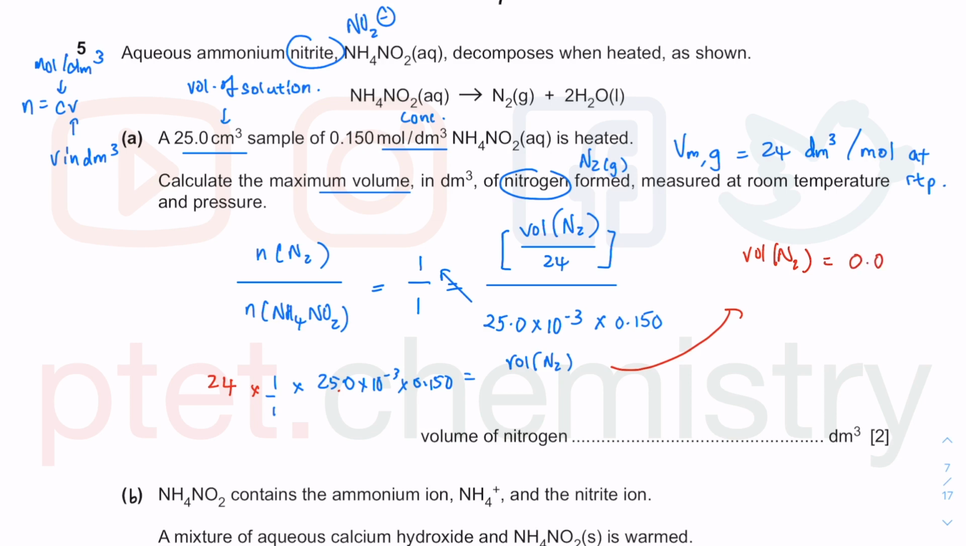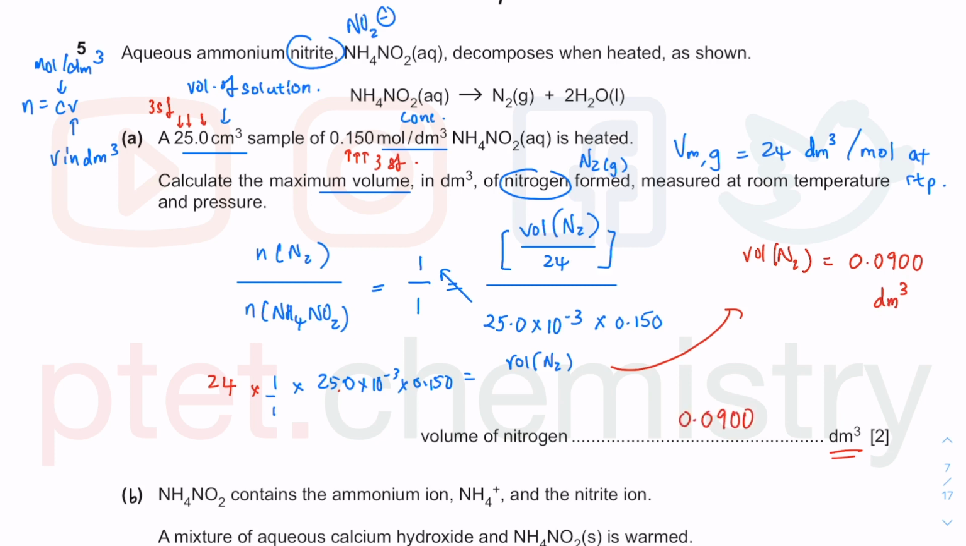So that is 0.09. However, the data given has 1, 2, 3 significant figures. My calculator cannot think. I have to be a little bit thoughtful and think for my calculator. This is the volume in dm cube because this was what I used, divided by 24 dm cube per mole. The unit must match. I cannot have a mismatch of unit.